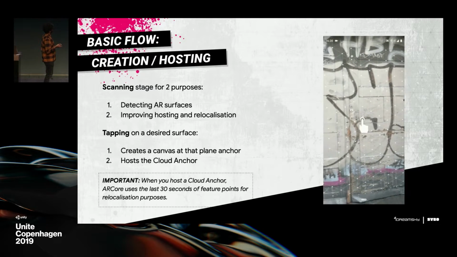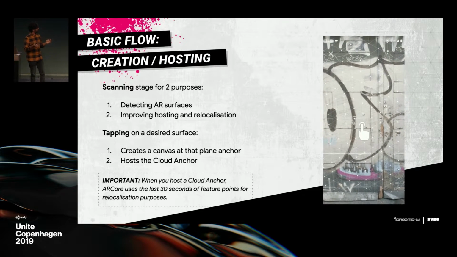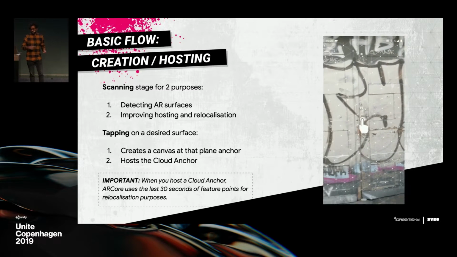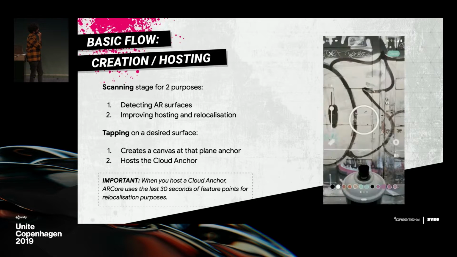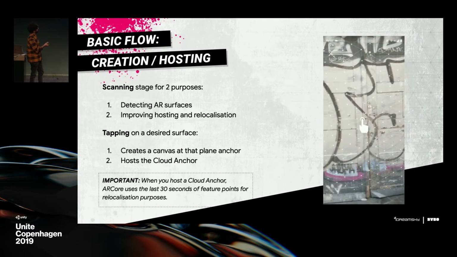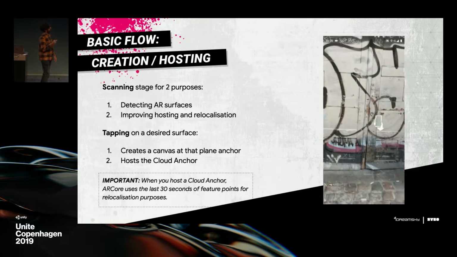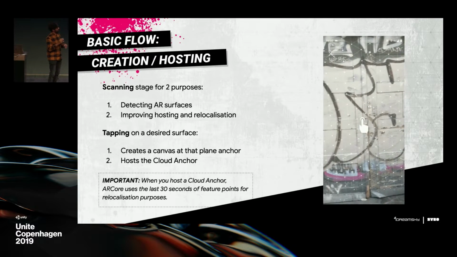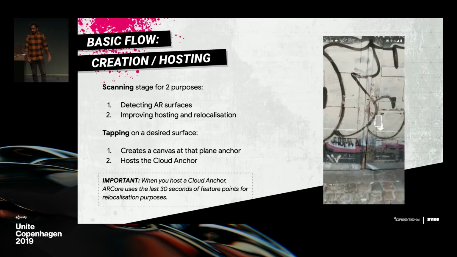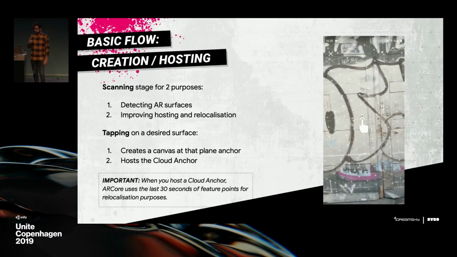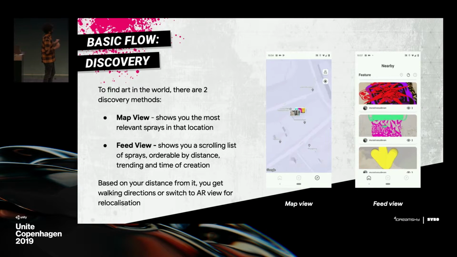So behind the scenes, when you host a Cloud Anchor, ARCore actually sends 30 seconds worth of visual feature data for helping relocalize content. So we get the user to move their phone around with some UX help, and that helps them also scan the environment, which helps us relocalize for other users. And once they're happy with their surface, they tap it, and tapping basically we know that they want to start spraying really quickly. So we create a virtual art canvas at that point, and we then host the Cloud Anchor. So it's a good indication for us that they're happy with the host and they've set the stage.